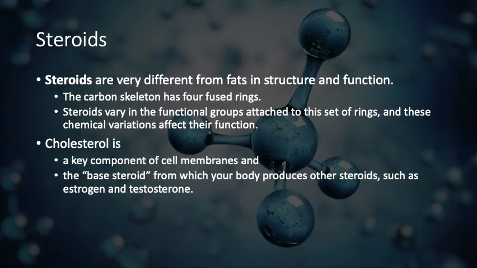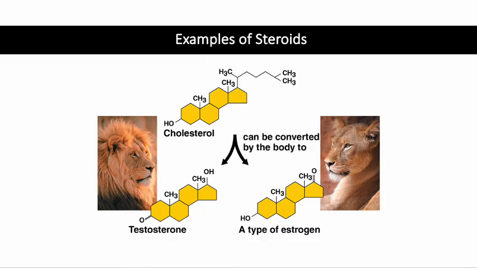Steroids are lipids with very different structures from fats. Instead of long fatty acid chains, steroids have a carbon skeleton made of four fused rings. Cholesterol is an important steroid that helps maintain cell membrane structure. It also serves as a starting material for other steroids, including hormones like estrogen and testosterone. Small changes to its core structure result in very different biological functions.